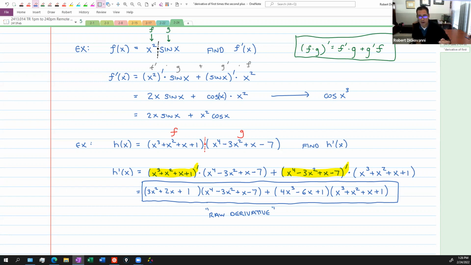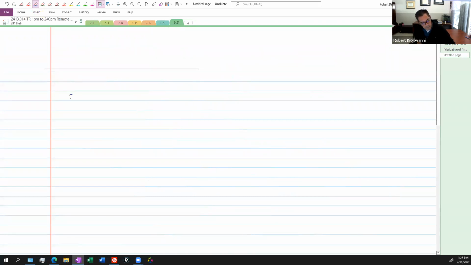We got to do a couple more, right? How about this one? What if I tell you g of theta is equal to theta tangent theta minus 2 cosine theta plus theta cubed? And I ask you to find g prime of theta.